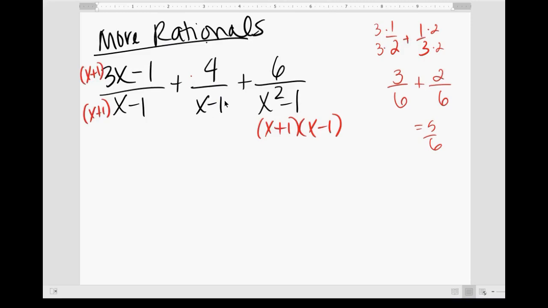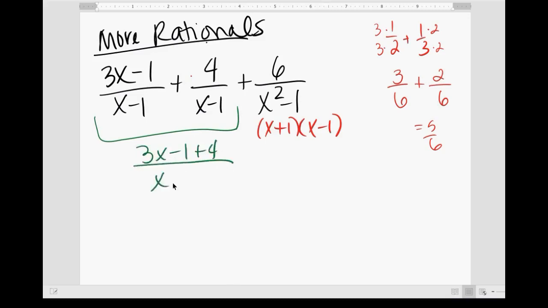Actually, let me pause on that. First, if this is the problem that you were given, if it's x minus 1 and x minus 1, I can actually add this part together and make that one rational. So that'll be 3x minus 1 plus 4 over x minus 1 plus 6 over x plus 1 times x minus 1. Alright, so now it's a little easier to work with.